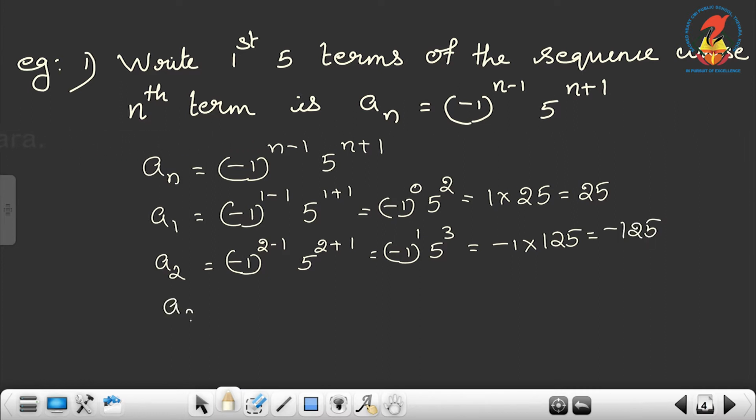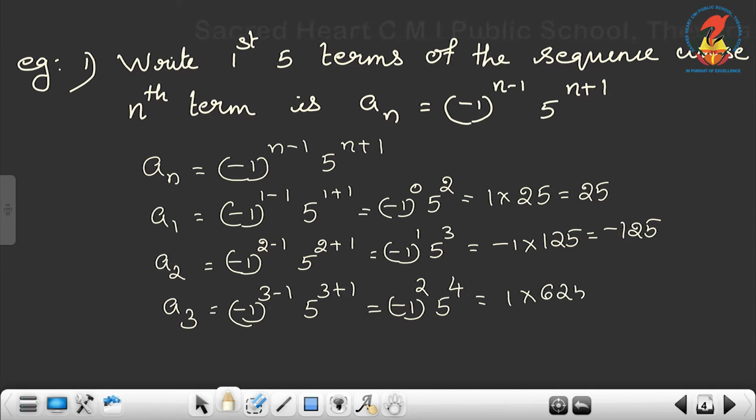The next is a3. Minus 1 raised to 3 minus 1, 5 raised to 3 plus 1. So minus 1 square into 5 raised to 4. Minus 1 square is positive, 5 raised to 4 is 625. So 1 into 625, that's equal to 625.